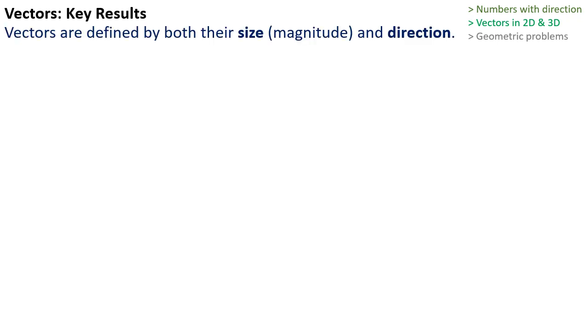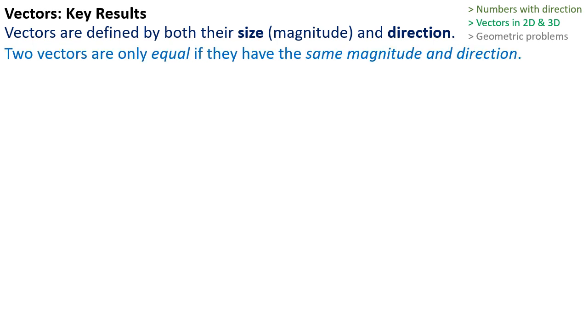Now we're going to look at a few key results involving vectors. These will mostly be exemplified with two-dimensional examples, but they apply more generally. Firstly, as we know, vectors are defined by their size and their direction. We call their size the magnitude. And importantly, two vectors are only ever equal if their size and their direction are the same.